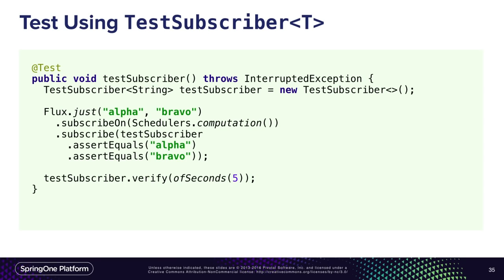So what we have here, we've made it a little more tricky as a test. We've got a flux coming in, but only with two values. We're going to subscribe to it on a thread. And then we have a test subscriber that makes a couple of assertions. It says, we expect a value of alpha and a value of bravo. And then, right at the end, test subscriber, verify with a delay.